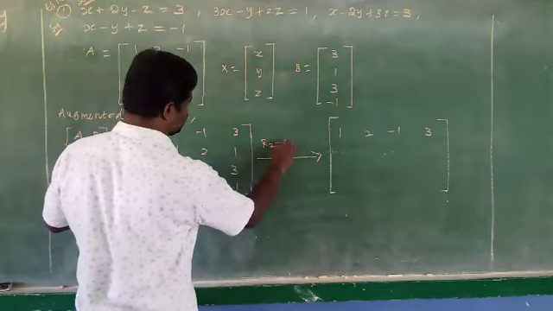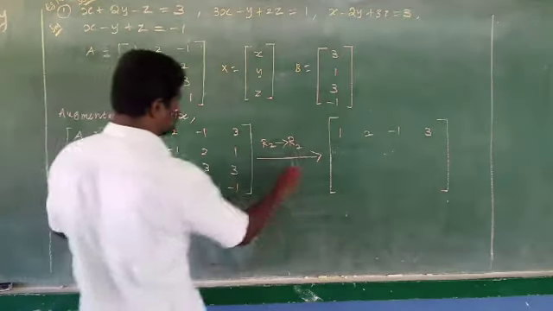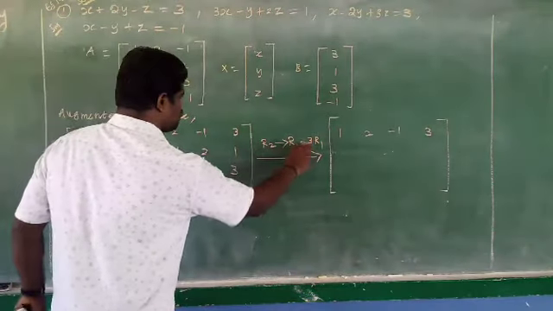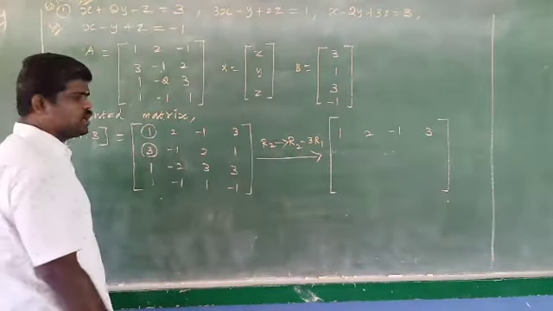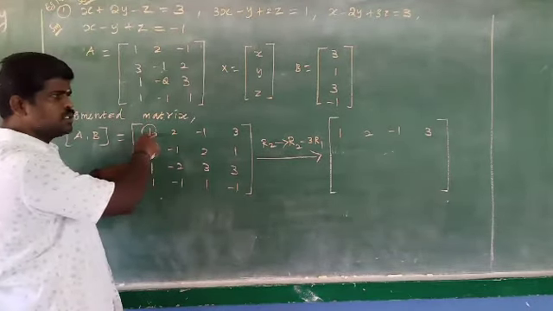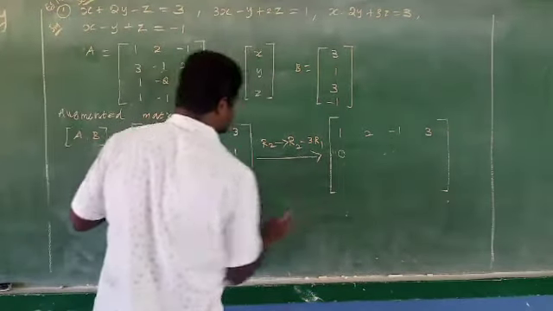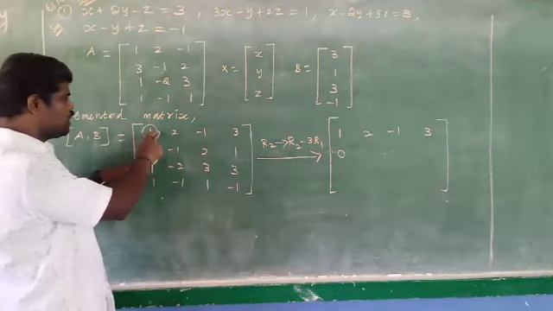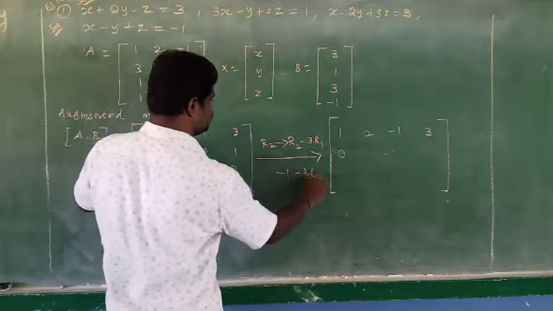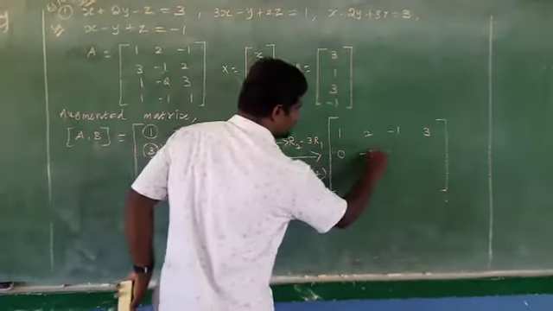R2 tends to R2 minus 3 R1. This is 3 and this one is 1. So we have to subtract this one. What is the value? 0. 3 minus 3 into R1, 0. And minus 1 minus 3 into 2. So the answer is minus 6 minus 1, minus 7.